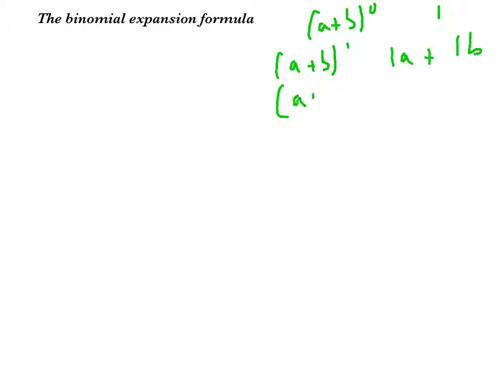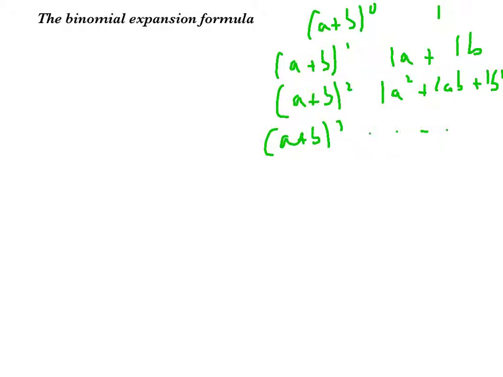Okay guys, so in the first video we went through all the steps to derive the binomial expansion formula. We looked at Pascal's triangle. If you remember, a plus b to the 0 is 1, a plus b to the 1 is 1a plus 1b, a plus b squared is 1a squared plus 2ab plus 1b squared, etc.